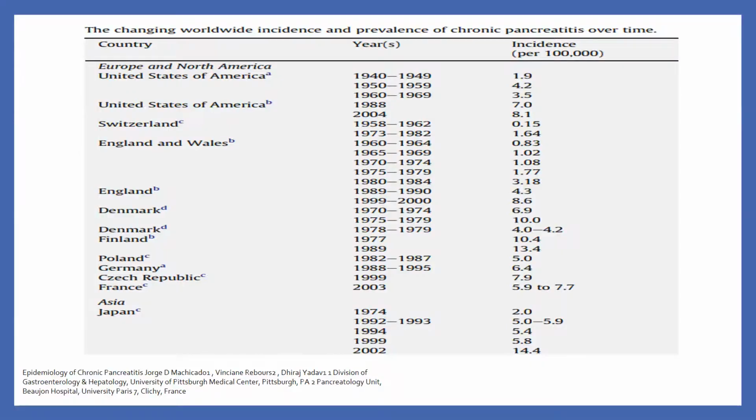What's interesting about this table, and this is the incidence and prevalence, but this table is actually just the incidence. But if you look at some of the trends, if you look at England and Wales, in the 1969 study, the incidence was about 1%, and in later studies, it had risen to 8.6. And if you look to some of the other countries that actually do talk about the incidence and increase or decrease, none of the countries have a decrease in incidence of pancreatitis. It is on the rise throughout the world.